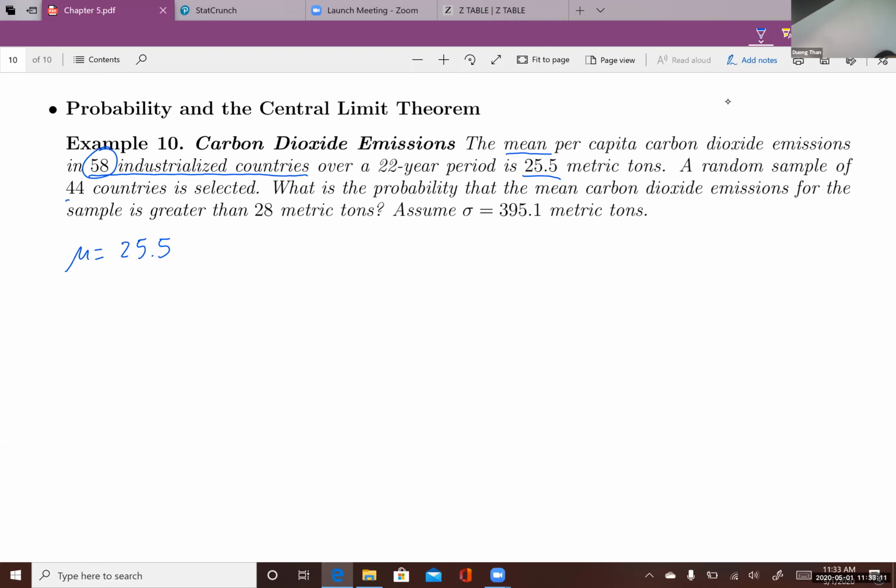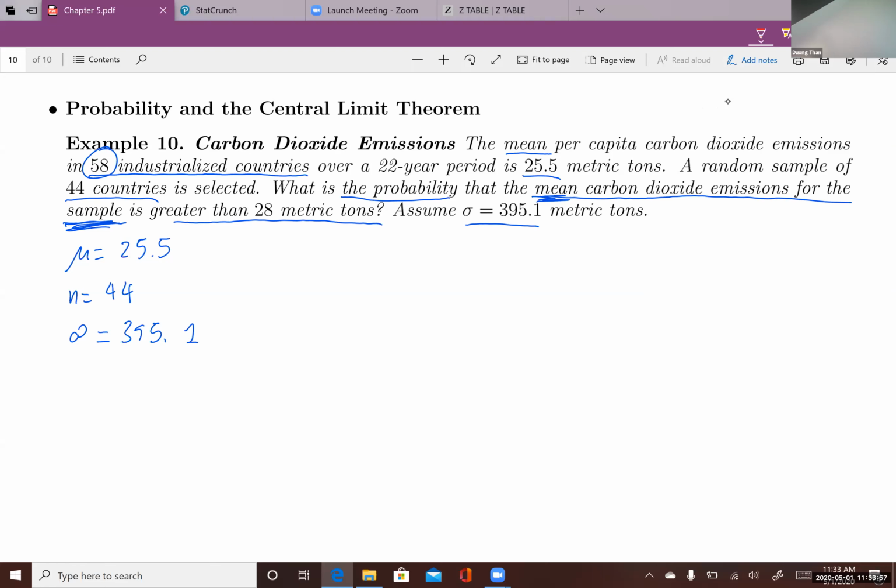A random sample of 44 countries, that means n is 44, is selected. What is the probability that the mean carbon dioxide emissions for the sample is greater than 28 metric tons? Assume that sigma is 395.1 metric tons. Okay. So you're asked to find the probability of the mean of the sample. That means you need to look at the sampling distributions of the sample means, right?